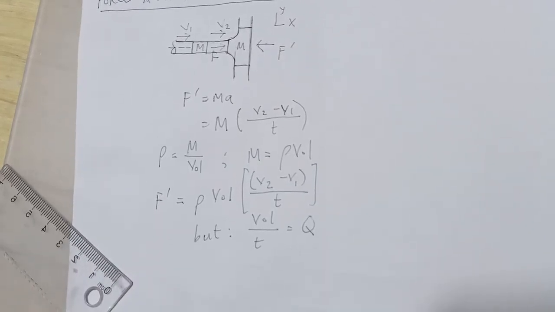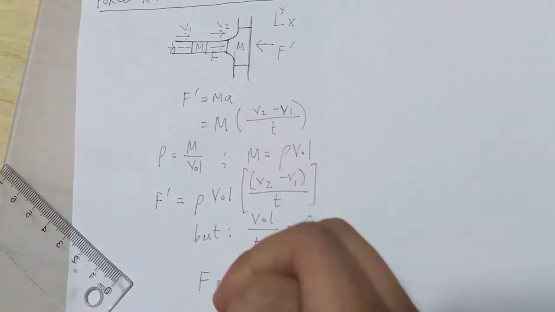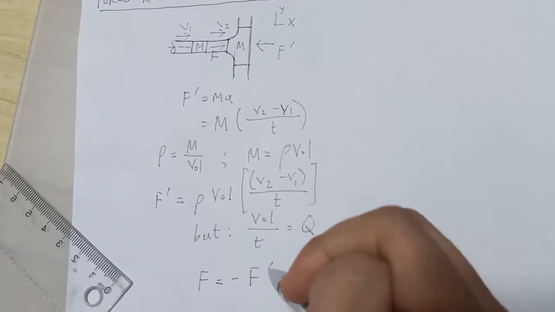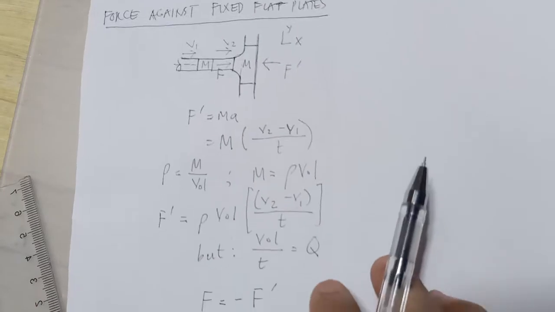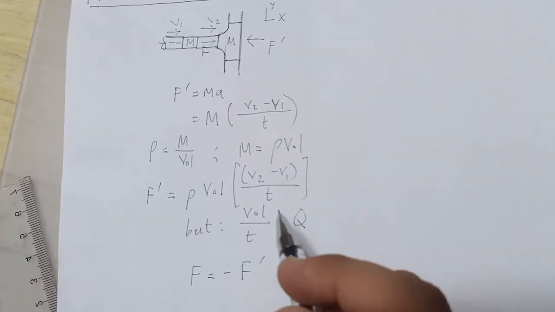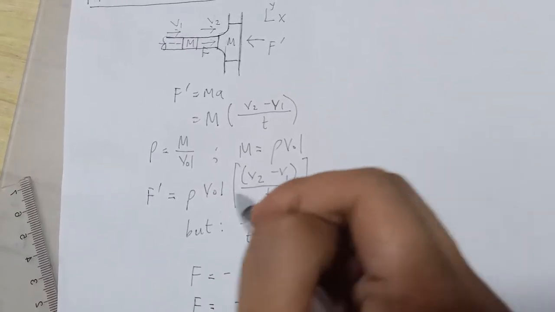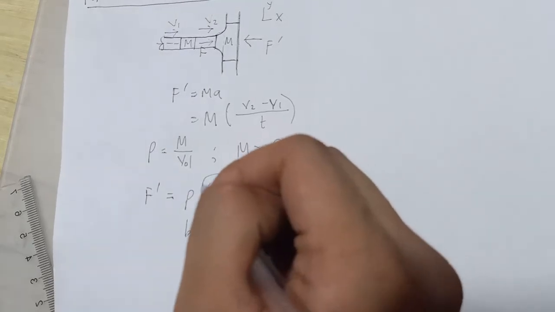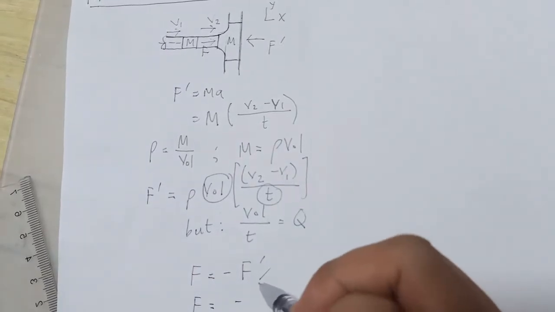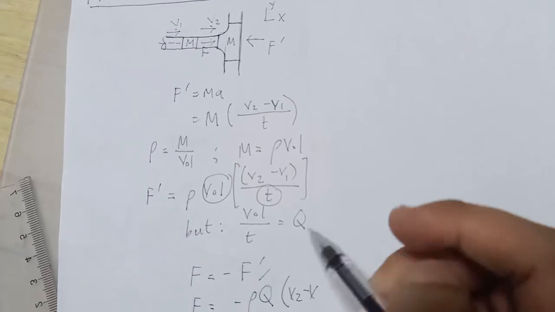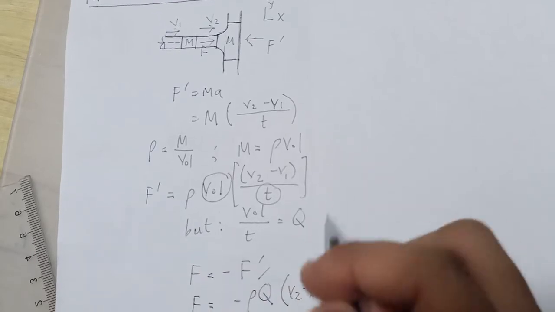From Newton's third law of motion, which is the law of stress, the force exerted by the fluid on the plate is equal in magnitude and opposite in direction. So F is equal to negative F prime, right? Because they are opposite. And it can be expressed this way: F is negative, thinking that volume over time is discharge, so mass density times discharge times the subtraction between the second and first velocity.